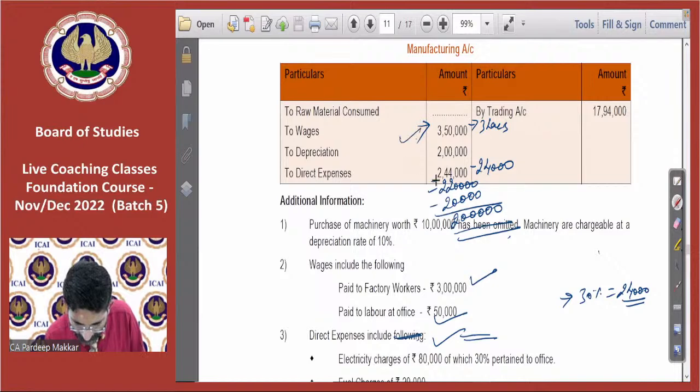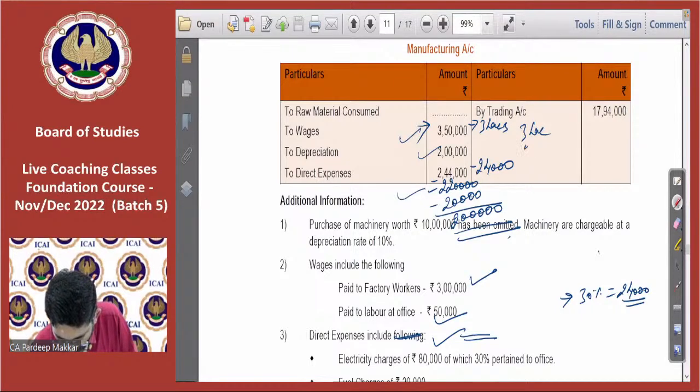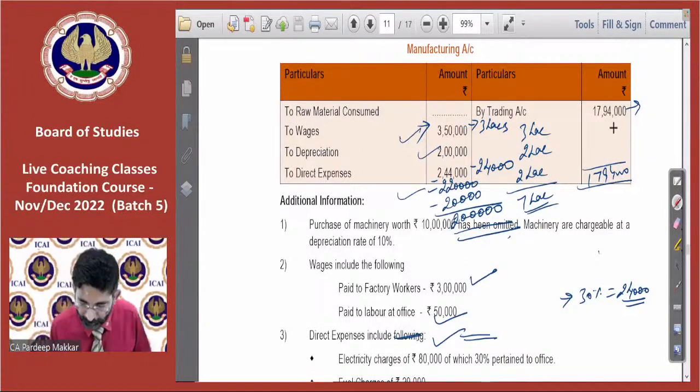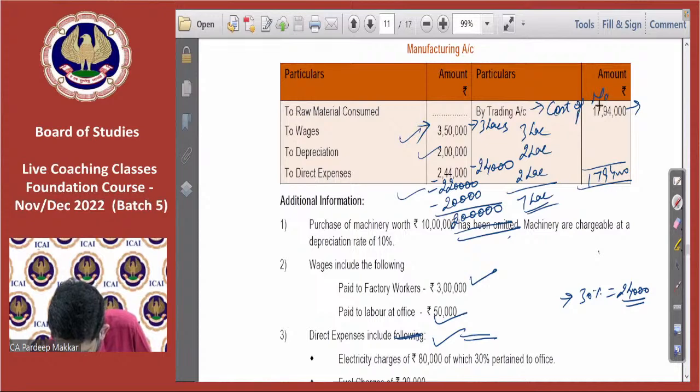So this is 3 lakh, this is 2 lakh, this is again 2 lakh. So 3 plus 2 plus 2 gives direct expenses of 7 lakh. Whereas your trading account shows 17 lakh 94,000, which is transferred to the trading account as cost of material consumed. This is the cost of material consumed, which is normally treated as a balance sheet figure, but that has already been given to you.